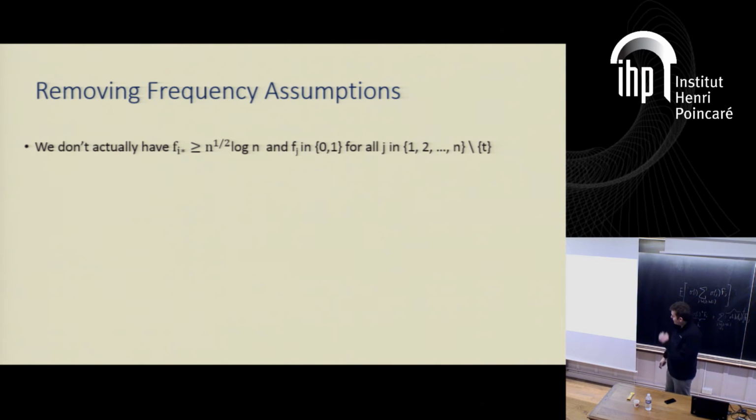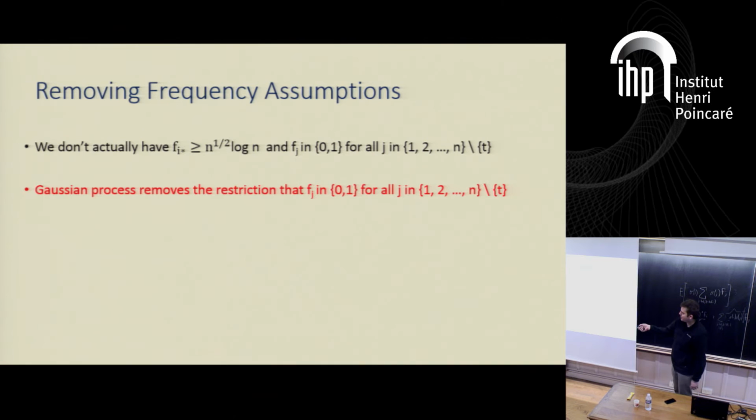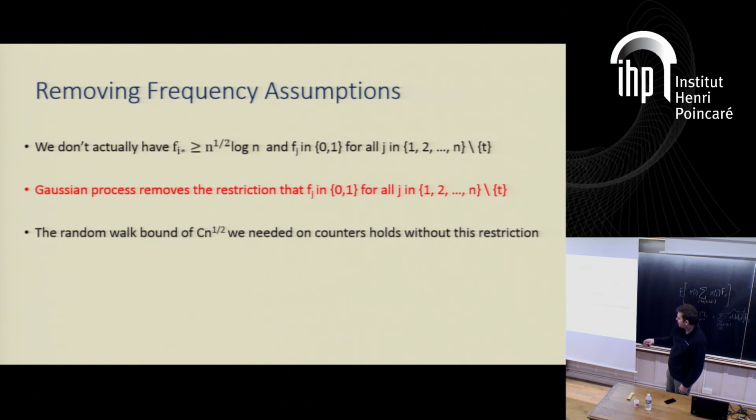And so let's just see. We wanted to remove these two assumptions: that all the frequencies that are not heavy are 0 or 1, and that the heavy frequency is at least root n log n. This Gaussian process just immediately removes the restriction that all these remaining frequencies are 0 or 1. It gives the same bound as for random walks. The random walk bound of C root n we needed now holds just for arbitrary frequencies. We made no assumptions on the frequencies in that Gaussian process argument.